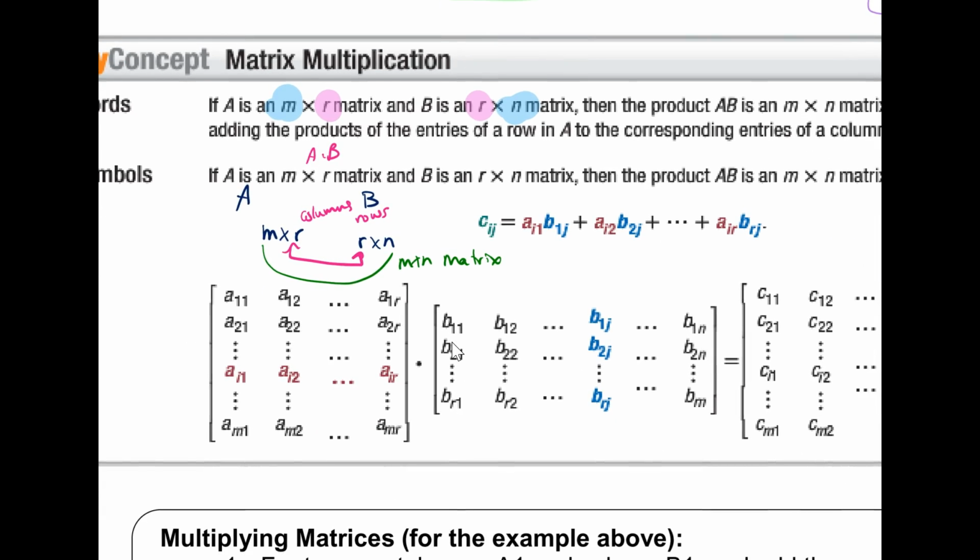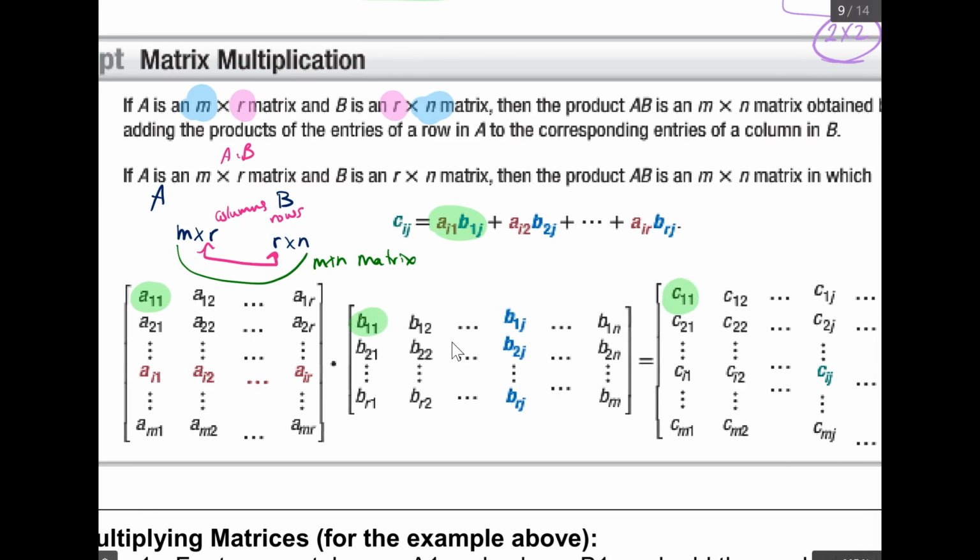All right, so how do I actually multiply? What I'm going to do is go across the first row to the right and down the first column. Across the first row, down the first column. So I'm taking A11 times B11. That's what this is saying, and that's what the top left corner of C will be. So I'm going across A, down the first column of B.